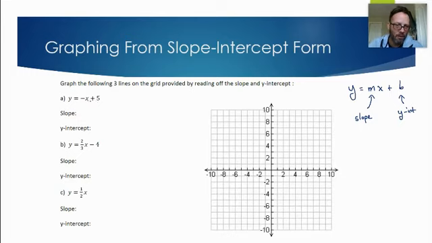In this one, the y-intercept staring us in the face at the end there is 5. So we would place a point at the y-intercept, 0, 5. We know our line goes through there. What about the slope? What number is in front of the x here? We have negative x as an assumed 1. It's like negative 1 times x. Our slope is negative 1. How do we graph that?